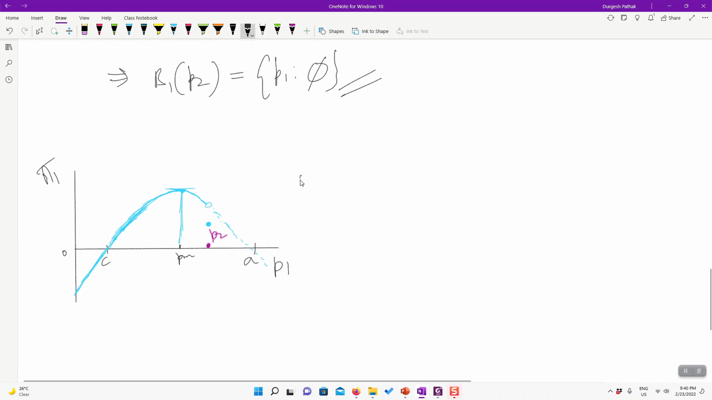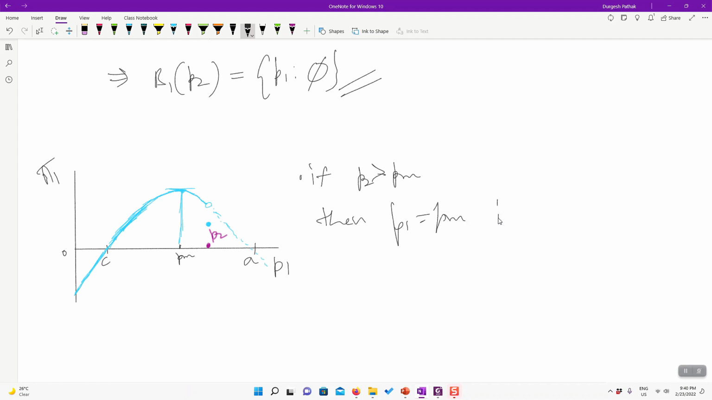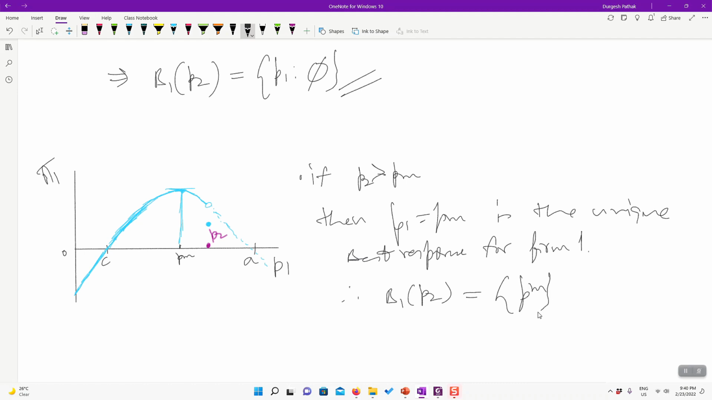So if P2 is greater than PM, then P1 is equal to PM is the unique best response for firm 1. So we realize B1(P2) will be simply PM.